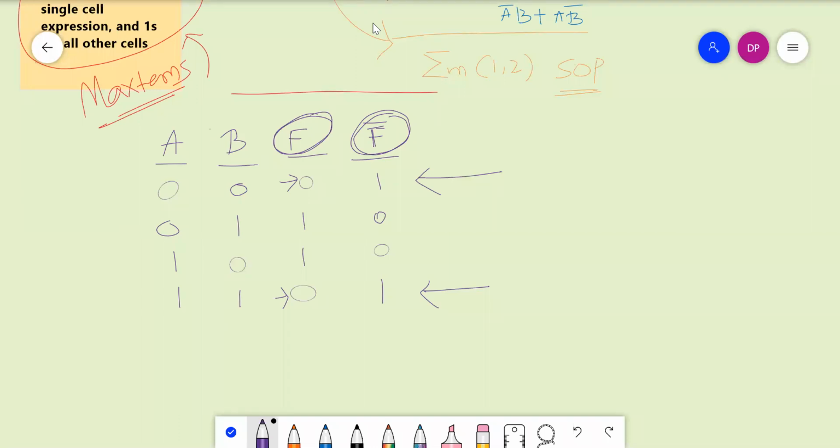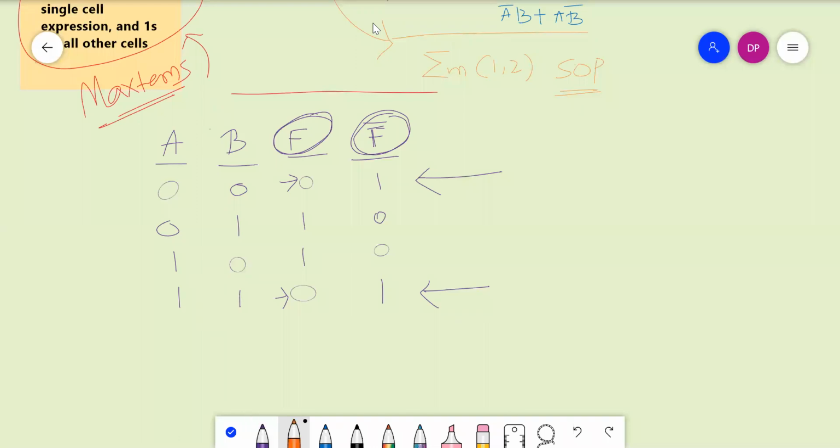F or F bar equals LHS. What is LHS? F or F bar? If you write F bar, then what will be RHS? A plus B dot A bar plus B bar. So first find out.